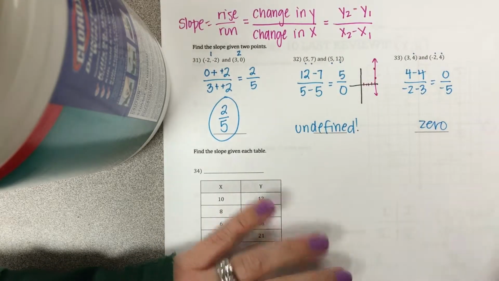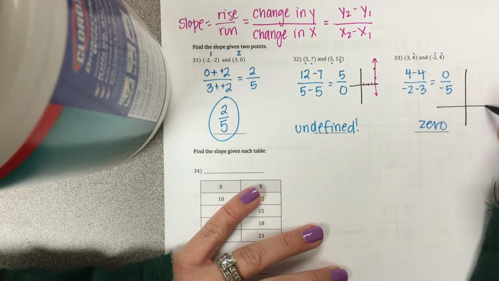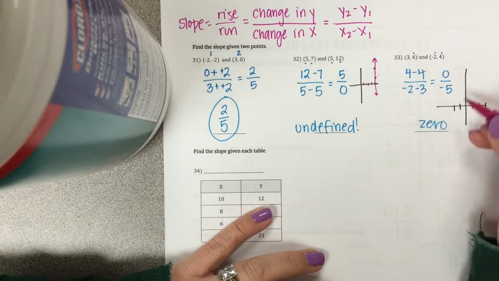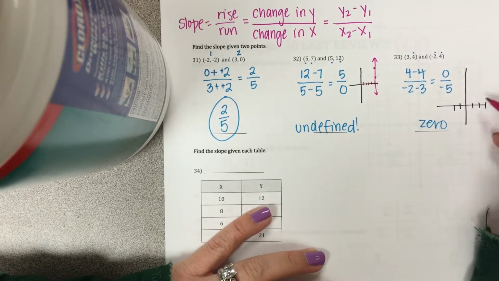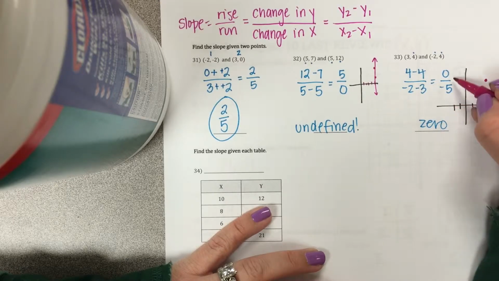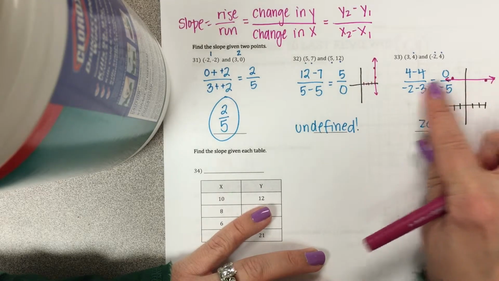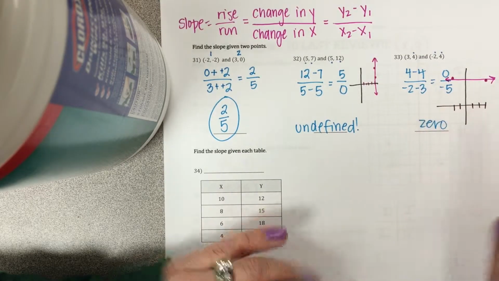Okay, so again, we could think about, okay, negative 1, 2, 1, 2, 3. If I have the point 3, 4, let's call that up here, and then negative 2, 4, that's up here, and I connected that, remember slope, this is 0 fun.